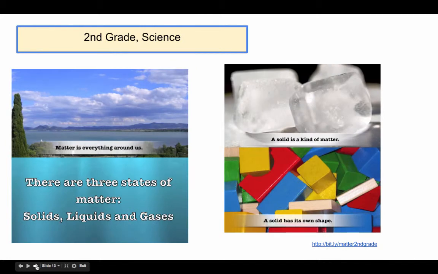This is an example of using digital storytelling to review a common theme in the science curriculum, and it's the three states of matter, which is covered in the elementary school curriculum. It's also covered in more depth in the science curriculum at the upper grade levels.